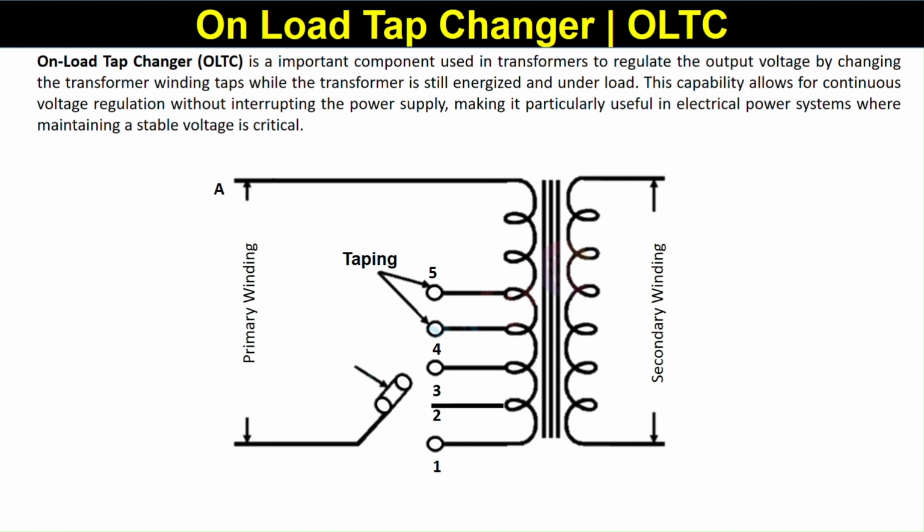Why do transformers have OLTC on the higher voltage side or primary side? There are some reasons for that. I will show why it is provided on the primary side or higher voltage side. I have never seen the OLTC provided on the lower voltage side.